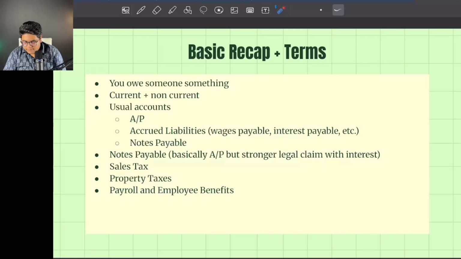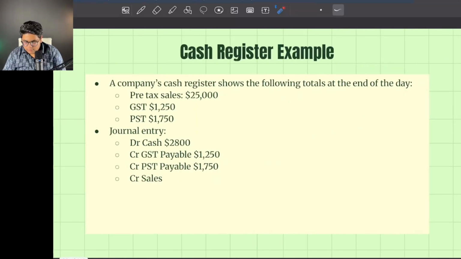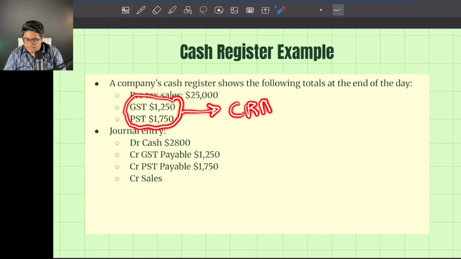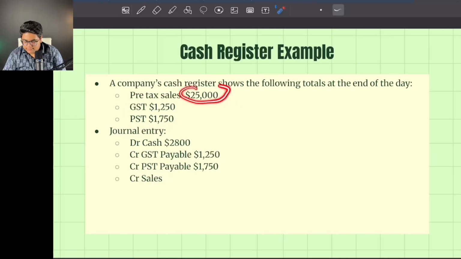Another common example of liabilities are sales taxes. We also have property taxes, and we also have payroll and employee benefits. So let's go with a cash register example. Let's say a company's cash register shows the following totals at the end of the day. In their cash register, they have $25,000 worth of pre-tax sales. They collected $1,250 worth of GST, and they collected $1,750 worth of PST. This amount does not belong to the company. They have to pay this to the CRA. This amount does belong to the company.